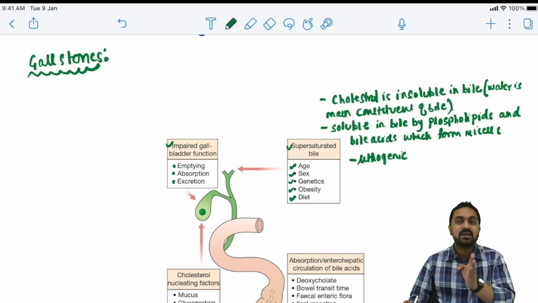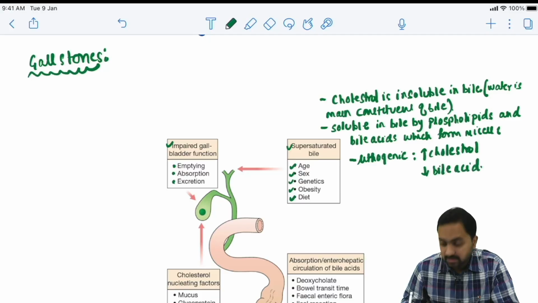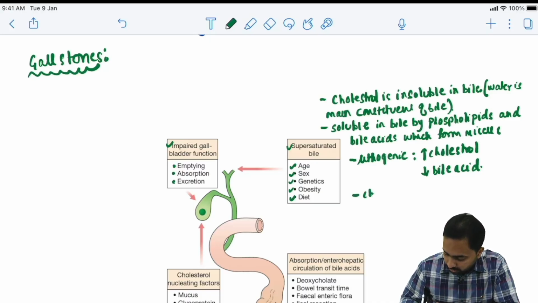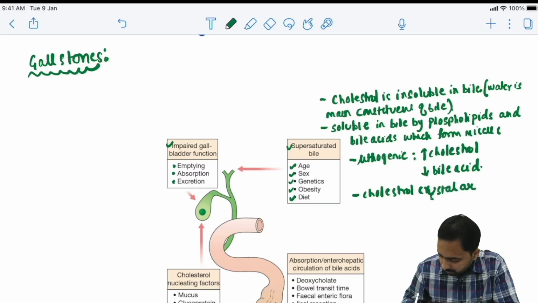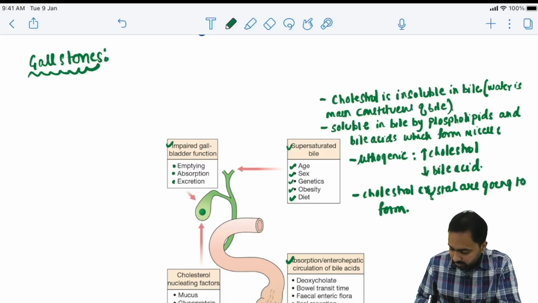Now what do you understand by this lithogenic bile? Basically there is an increase in cholesterol and a decrease in bile acid, as a result of which what is going to happen? Cholesterol crystals are going to form.